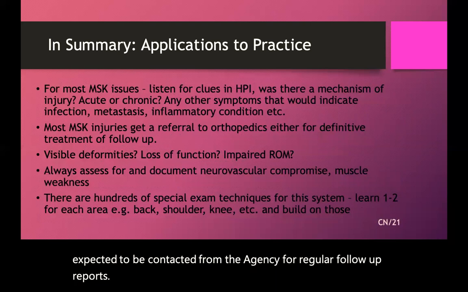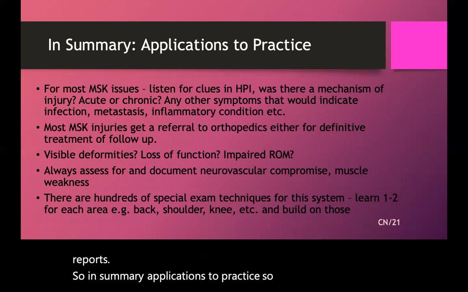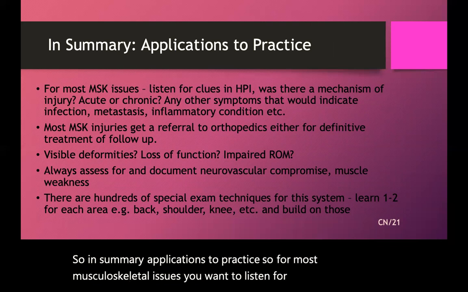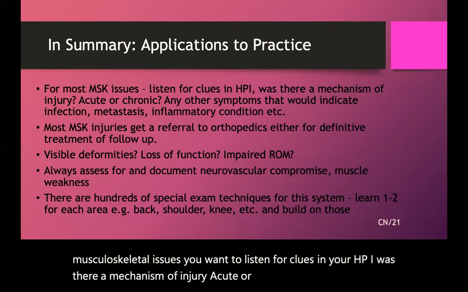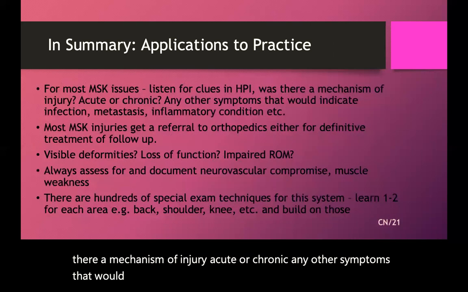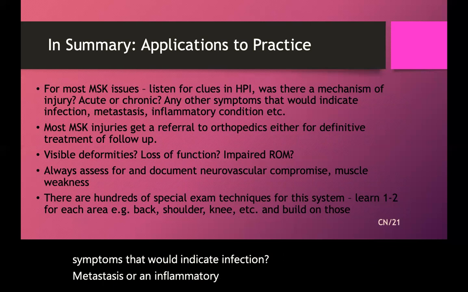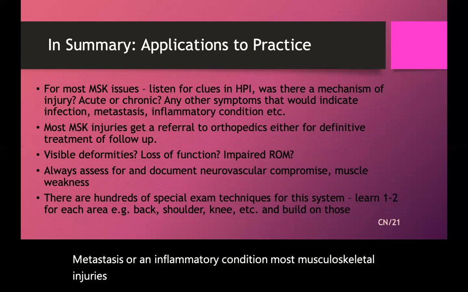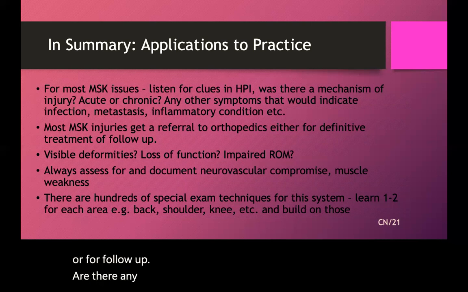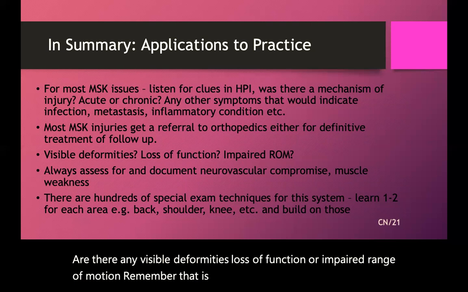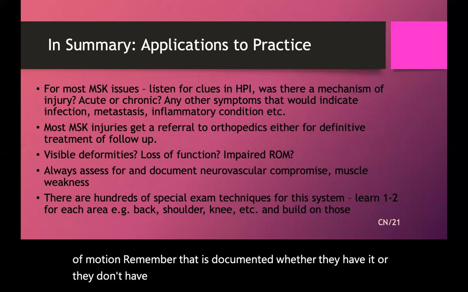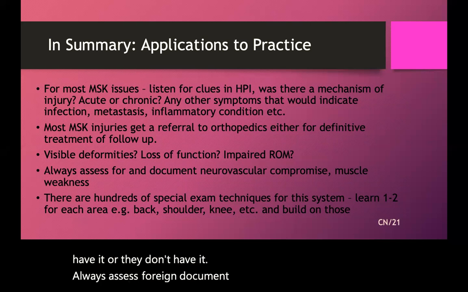Okay, so in summary, applications to practice. For most musculoskeletal issues, you want to listen for clues in your HPI. Was there a mechanism of injury, acute or chronic? Any other symptoms that would indicate infection, metastasis, or an inflammatory condition? Most musculoskeletal injuries get a referral to orthopedics either for definitive treatment or for follow-up. Are there any visible deformities, loss of function, or impaired range of motion? Remember, that is documented whether they have it or they don't have it. Always assess for and document neurovascular compromise and muscle weakness.